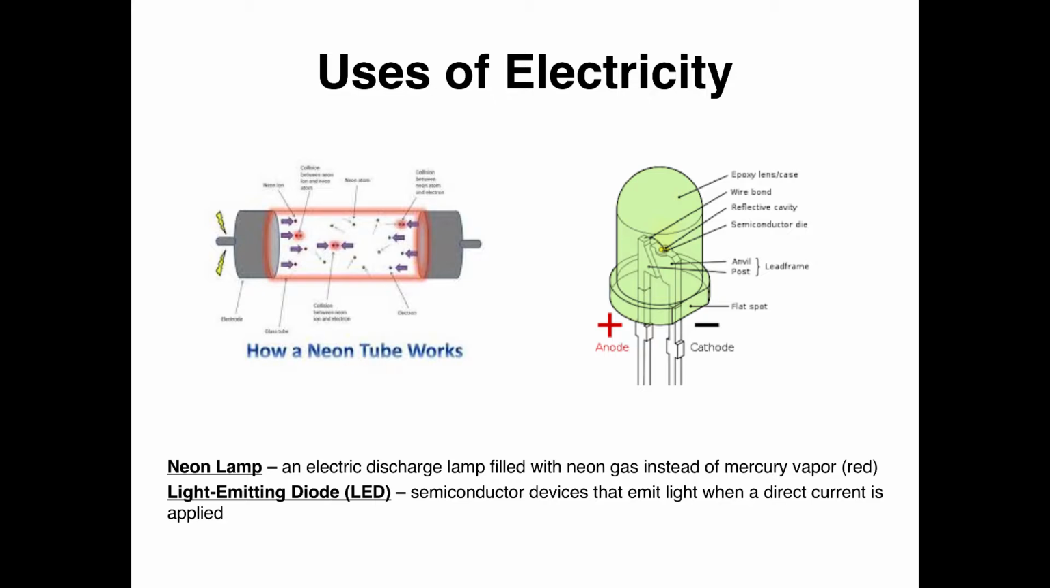On the right here is a light emitting diode, or LED. An LED is a semiconductor. Semiconductors are materials that neither conduct nor fail to conduct. They're sort of in between in terms of their ability to conduct electrons. And they emit light when a direct current is passed through them. These are used in things like calculators. They're also on your phones, things of this nature.